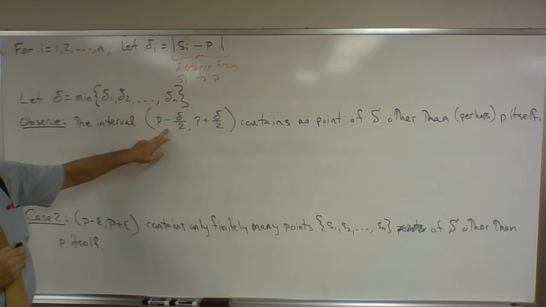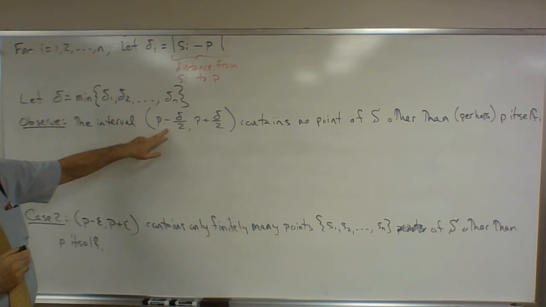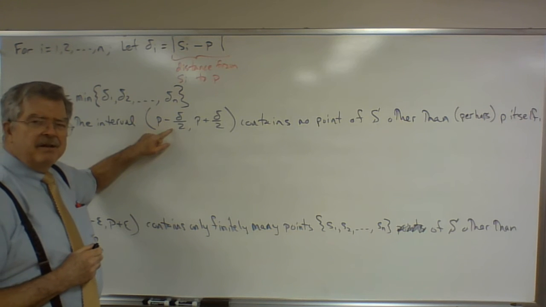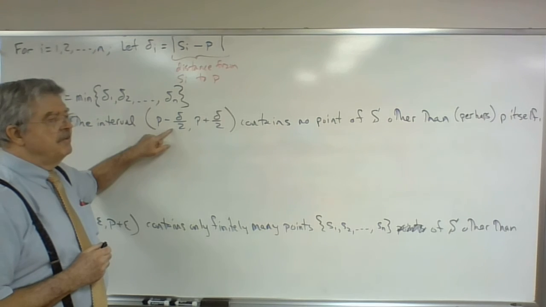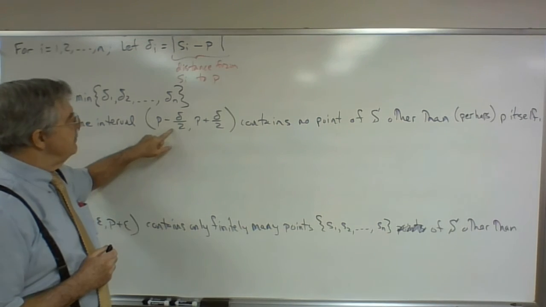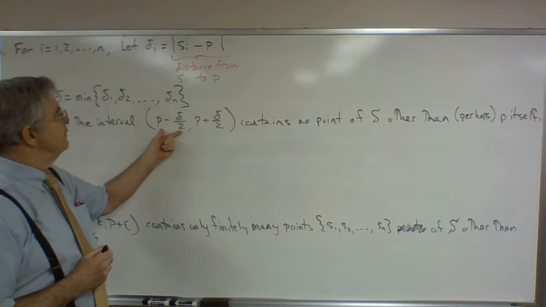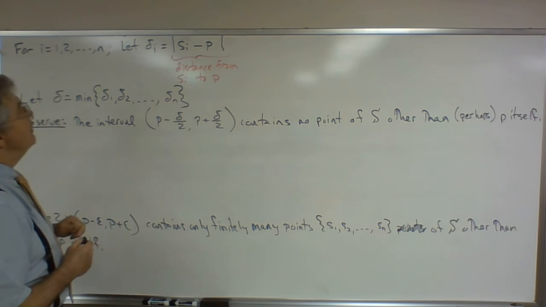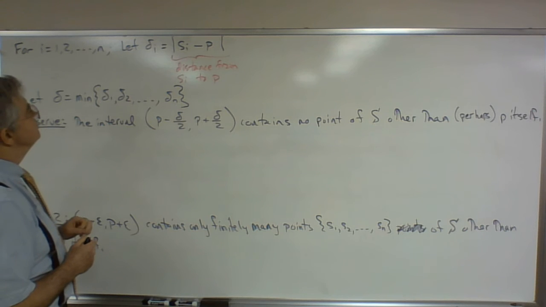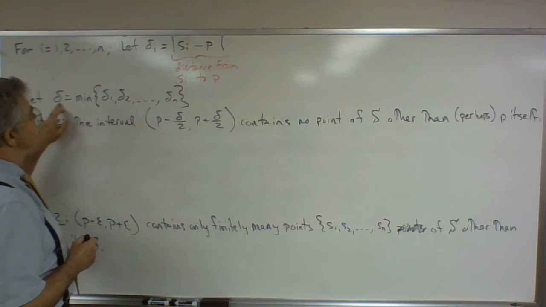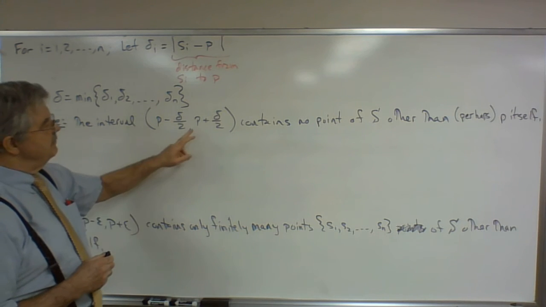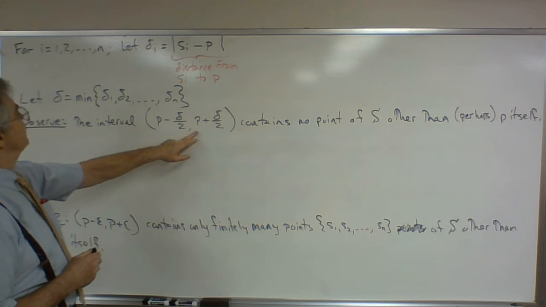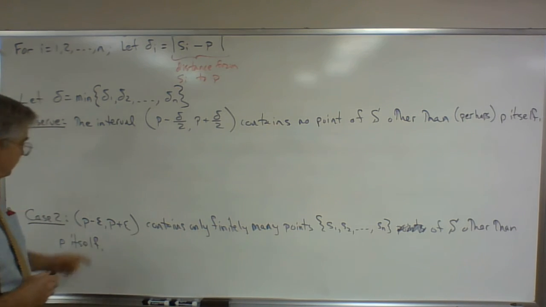Yeah, this interval contains no point of S other than perhaps P itself. If this interval did contain an element of S other than P itself, then the distance from that point to P would be less than delta over 2, which would mean that delta is not the smallest of these numbers. See, any point of S other than P that's in this interval is also in this interval.